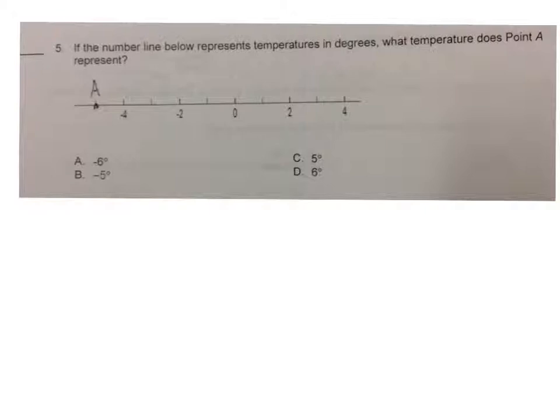Number 5, if the number line below represents temperatures in degrees, what temperature does point A represent? So here's 0, -1, -2, -3, -4, and -5.